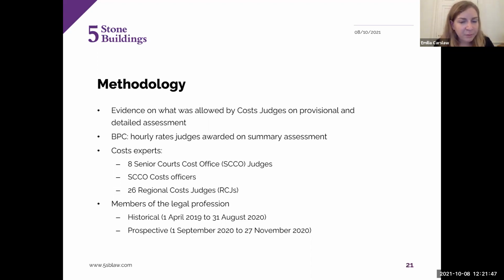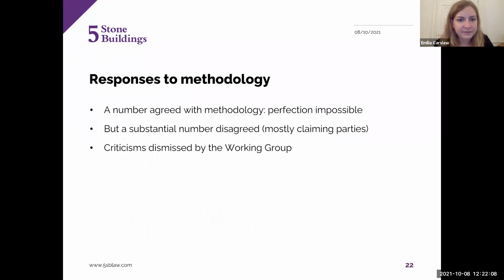From members of the profession, they sought two pieces of information, one historical and one prospective. And they also sought summary assessment evidence as well. And information included what was actually awarded by the court or what the parties had agreed after the assessment process had been commenced. Next slide, please.